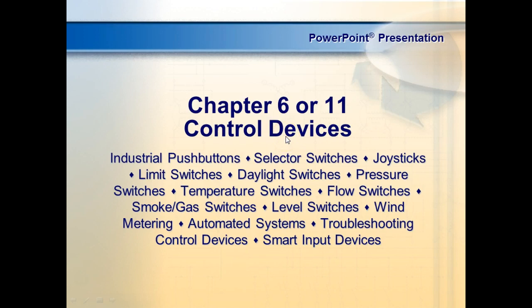So in this chapter, we'll look at each button, selector switches, joystick switches, limit switches, daylight night switches, pressure switches, temperature switches, flow switches, smoke and gas switches, level switches, wind metering. And somebody's probably going to have to go out to my HHR and bring my big bag in. I can bring it up. It's too heavy for me to get up there with my backpack. So I can show y'all some of this stuff. Somebody do that for me?